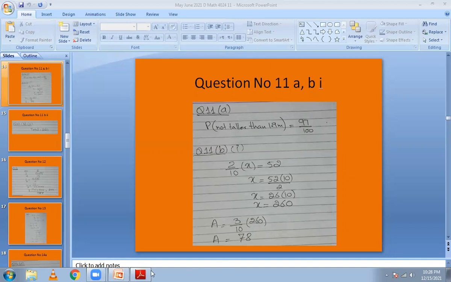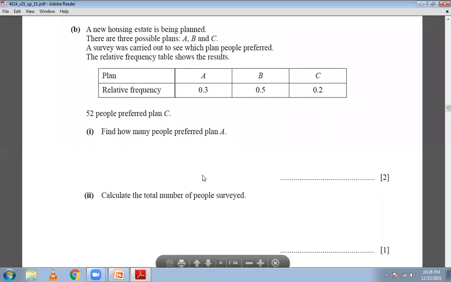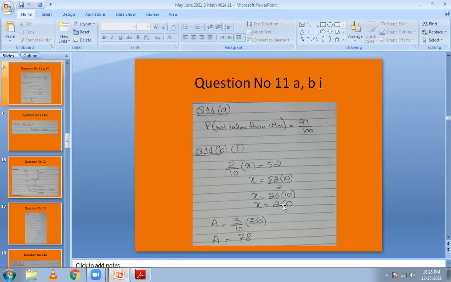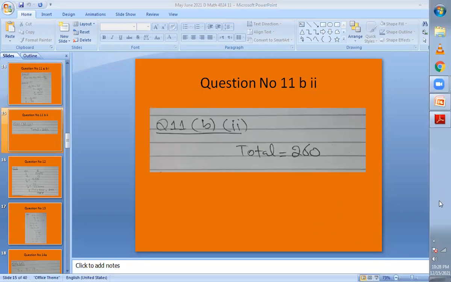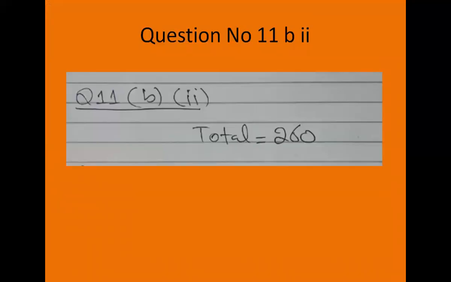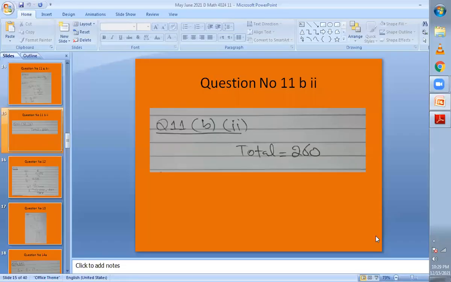Okay, so let's go back to the question. The next question coming up on your screen says, calculate the total number of people surveyed. We have already found that, and it's 260. So the total people in the survey will be 260. We already have the method which I used. In that method, we already found in the first part the total number of people in that survey.